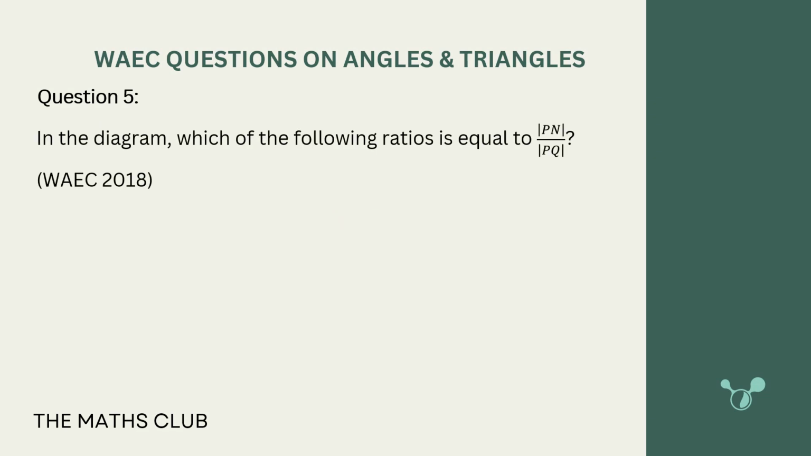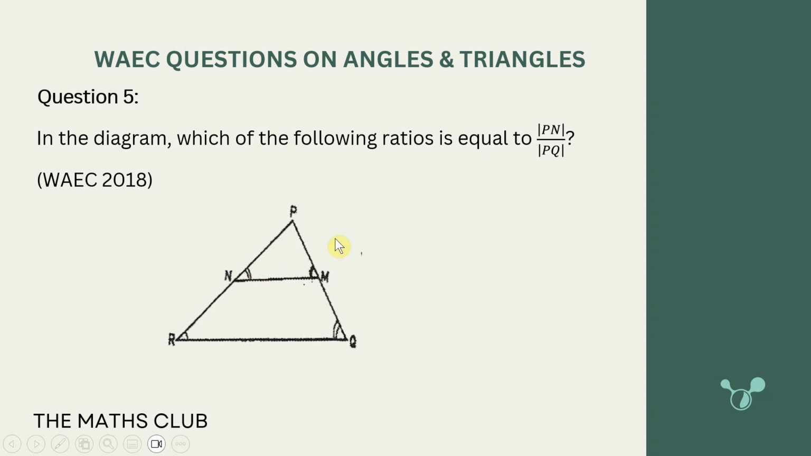Question 5 says that in the diagram, which of the following ratios is equal to PN over PQ? So this is PN, this is PQ. PN is in the small triangle and is the side from the vertex to the point with the angle with 2 arcs. And PQ is from the vertex to the side with 2 arcs on the bigger triangle. So because this is 2 arcs, I am certain that it's going to be from P to the point of the 1 arc, and then from P to the point of the 1 arc on the bigger triangle.